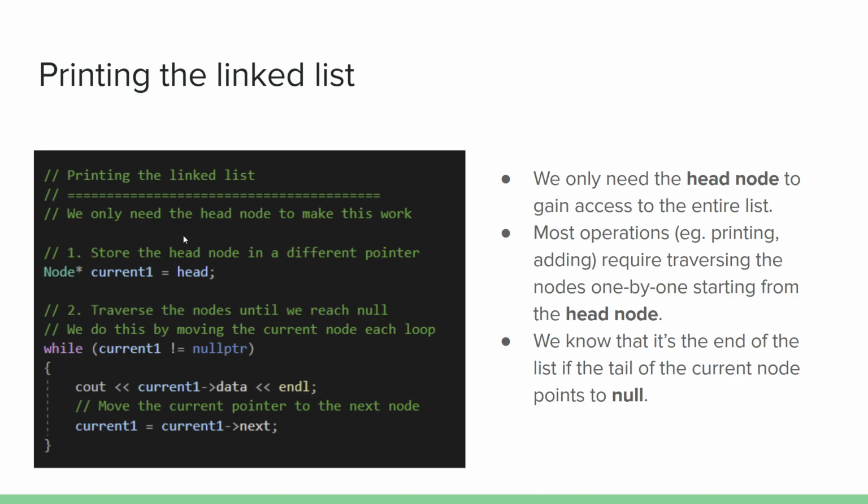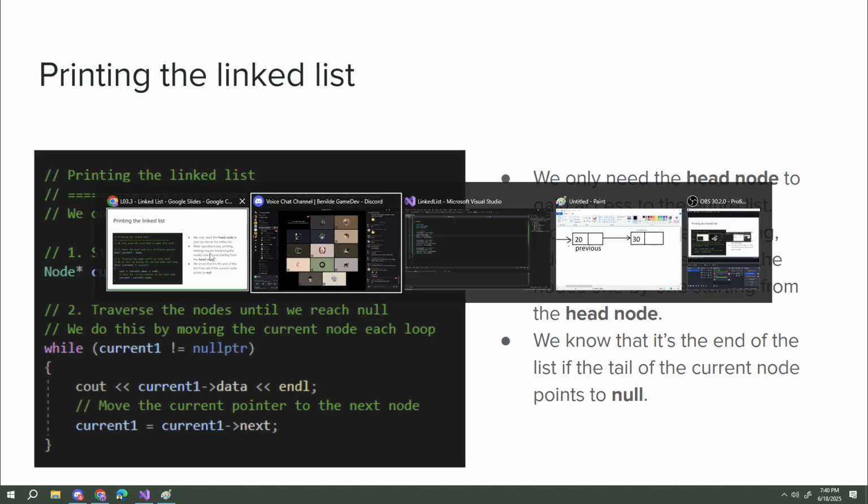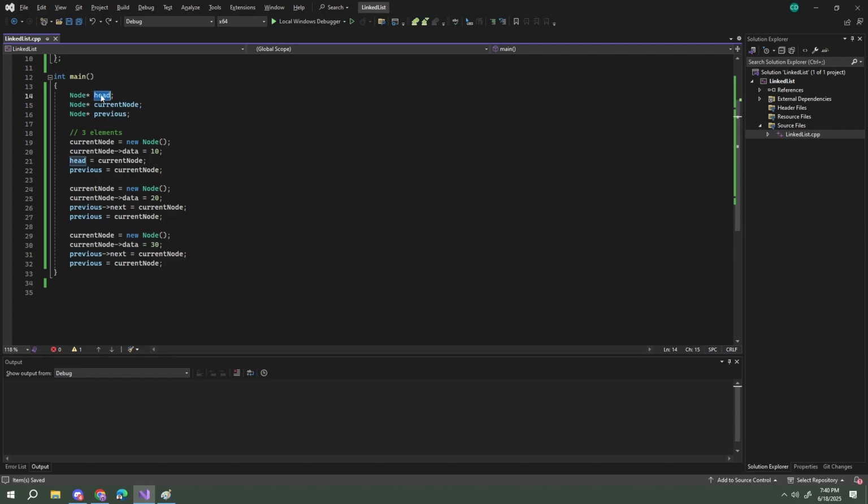Printing the linked list. So this is why we need the head. This head points to the very first node. And why do we need that? Because you see here, without head, our current node is literally the last one. Our previous is also the last one. So this head points to the very first.